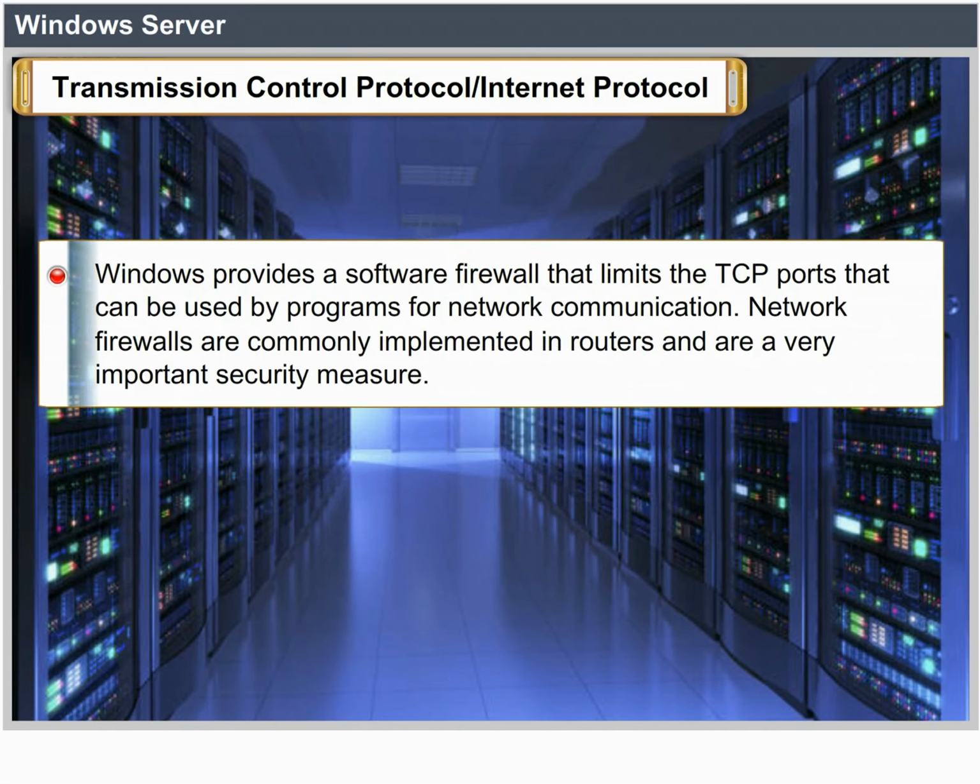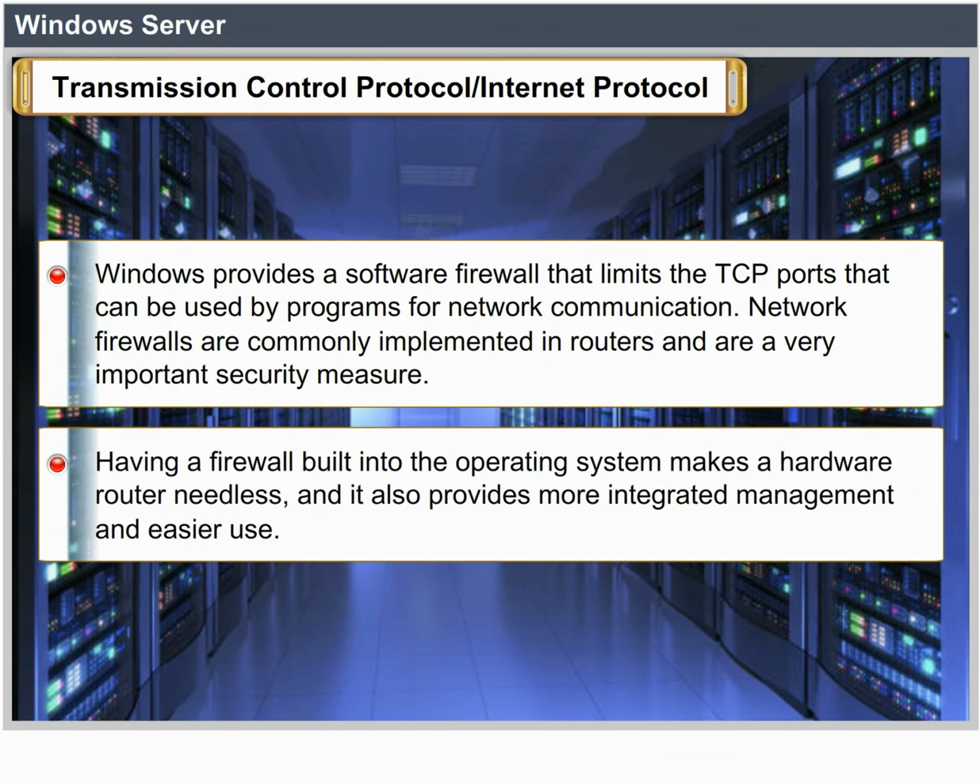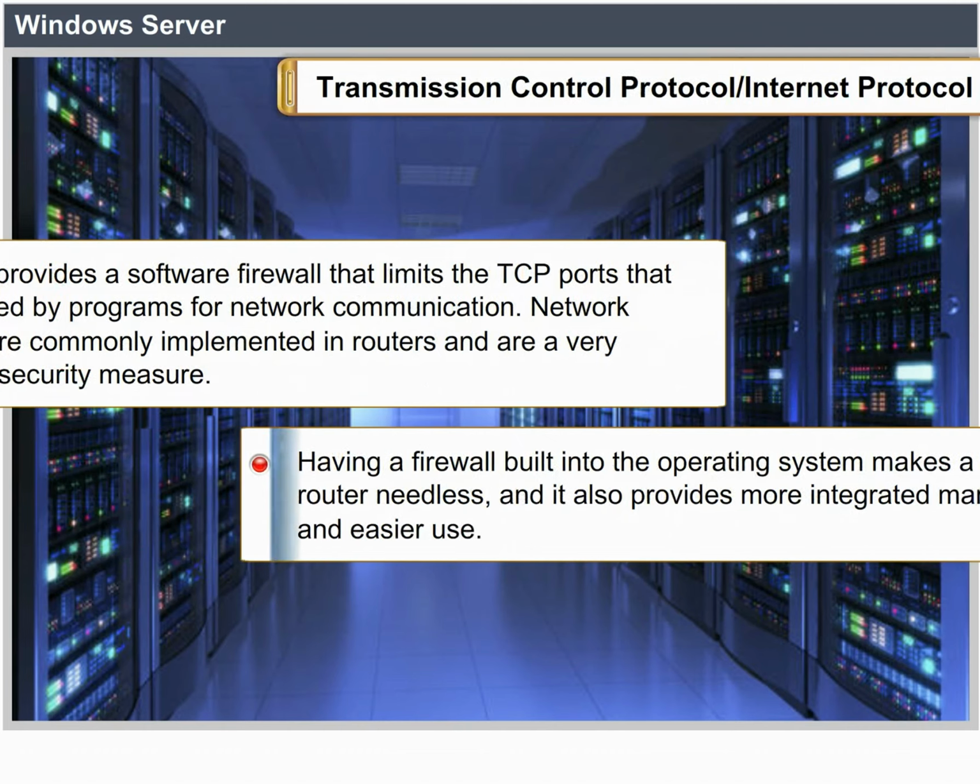Windows provides a software firewall that limits the TCP ports that can be used by programs for network communication. Network firewalls are commonly implemented in routers and are a very important security measure. Having a firewall built into the operating system makes a hardware router unnecessary, and it also provides a more integrated management and easier use.